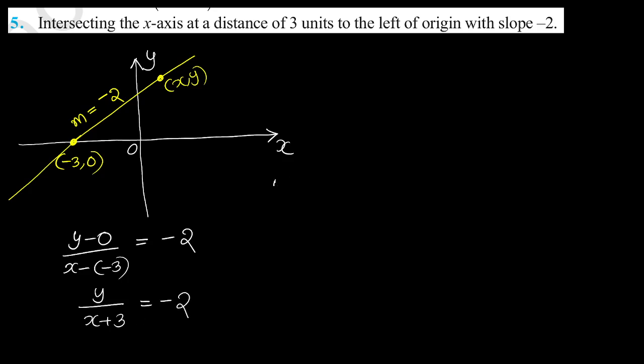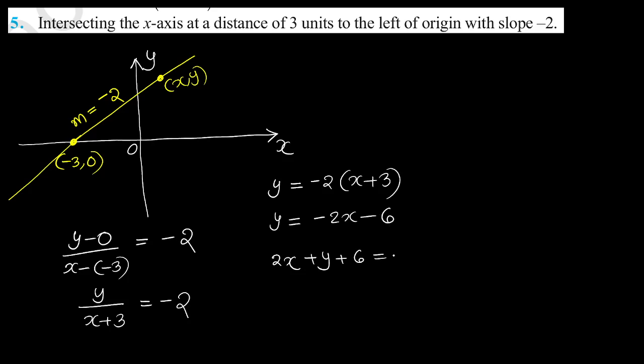Do the cross multiplication. y equals -2 into x plus 3. Open the bracket. You may stop here, or you may bring these two terms to the left side. Minus 2x becomes plus 2x here, y is there, minus 6 becomes plus 6 here. The equation of the line is 2x plus y plus 6 equal to 0.